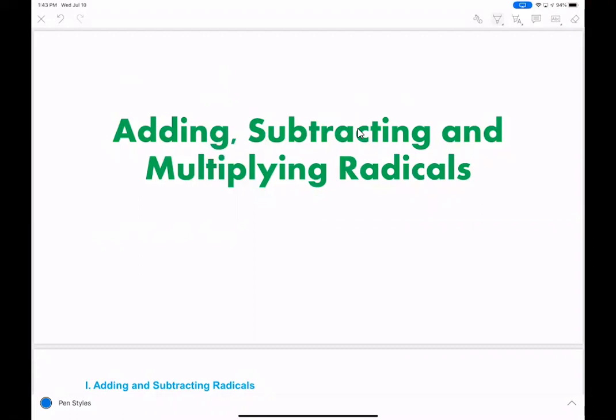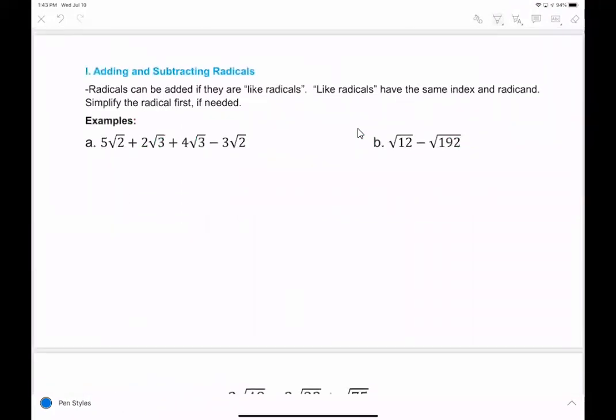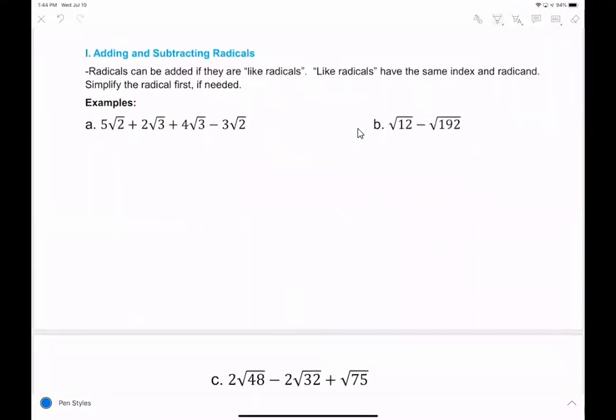In this mini lesson we are going to look at adding, subtracting, and multiplying radicals. To add or subtract radicals, we have to have like radicals. A like radical is a term that contains the same index and the same radicand. An index is like they both have to be a square root or a cube root, a fourth root, and so on. And the radicand is what's underneath the radical.